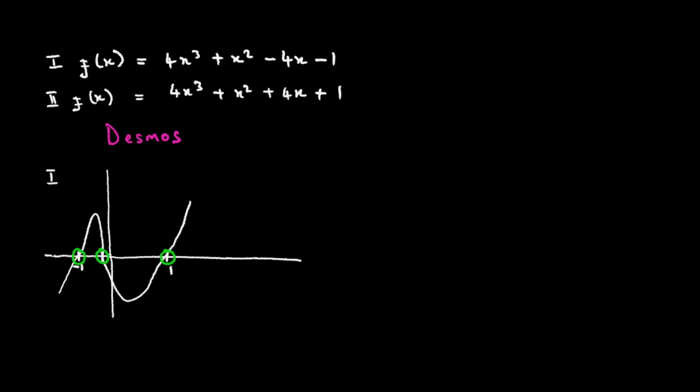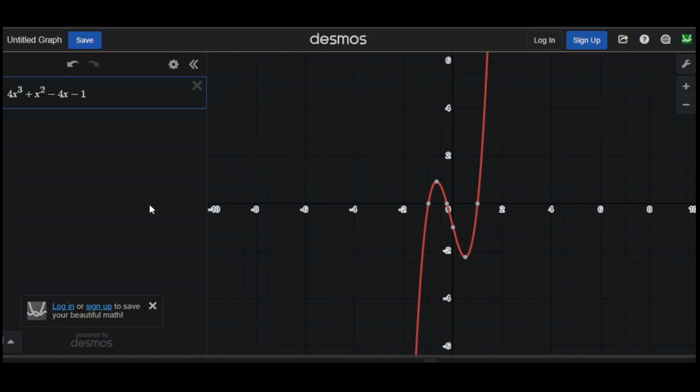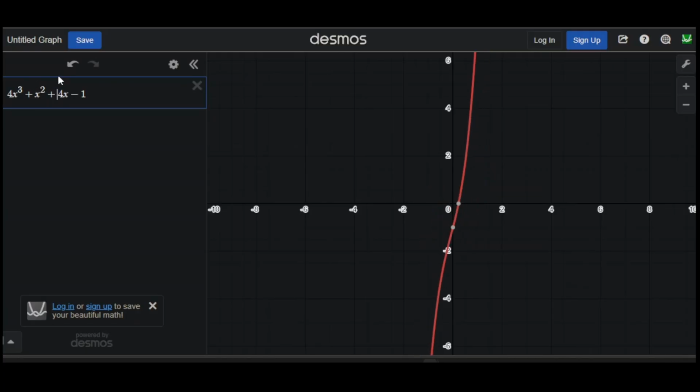Okay, let us now look at situation number 2. For situation number 2, our function is simply f of x is equal to 4x cubed plus x squared. Then this part is a plus. It's plus 4x. And that part is also a plus. So this is what we have. Now look how far the graph has changed. And here the graph is actually only showing 1 root, which is minus 0.25. We only have 1 root there.